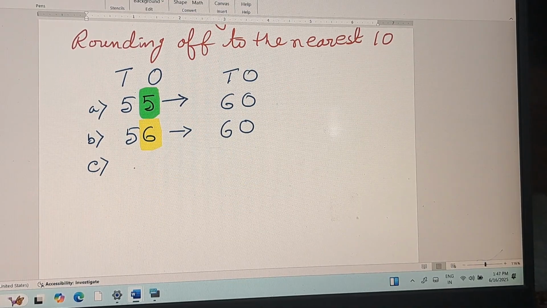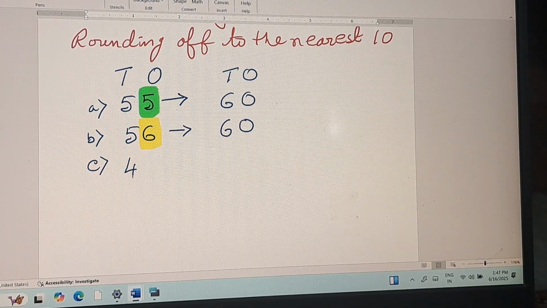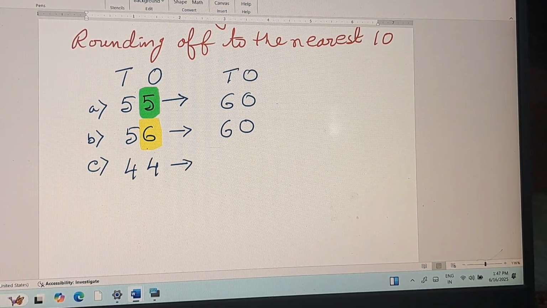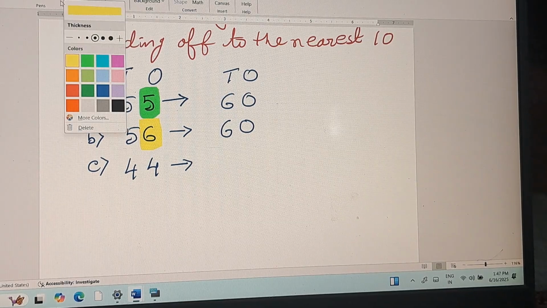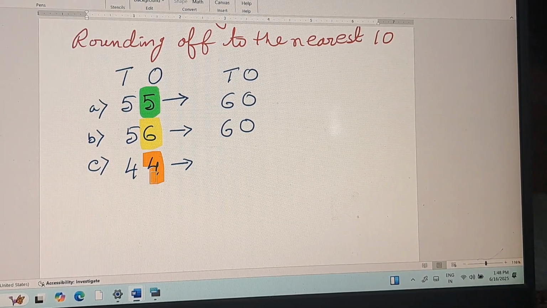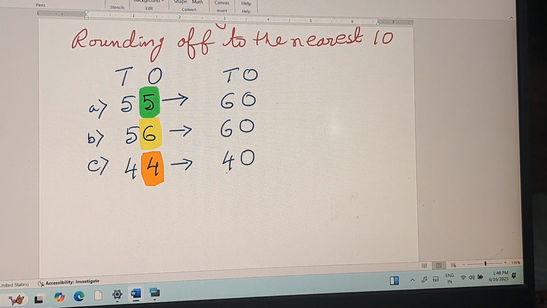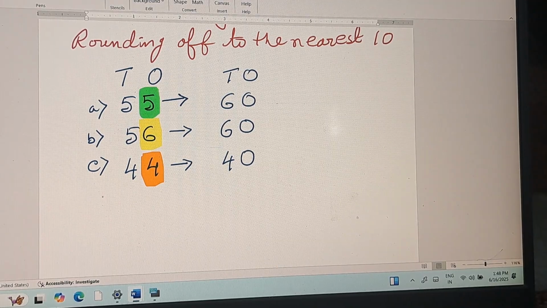Example 3: 44. So in this example, what we can see, in ones place the value is 4, which is less than 5. So it will be rounding down. So it will be 40, not 50. It will be 40. So rounding down.